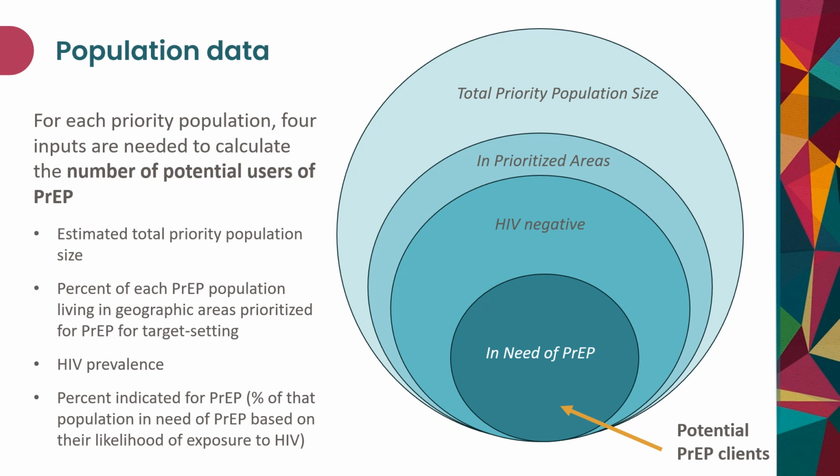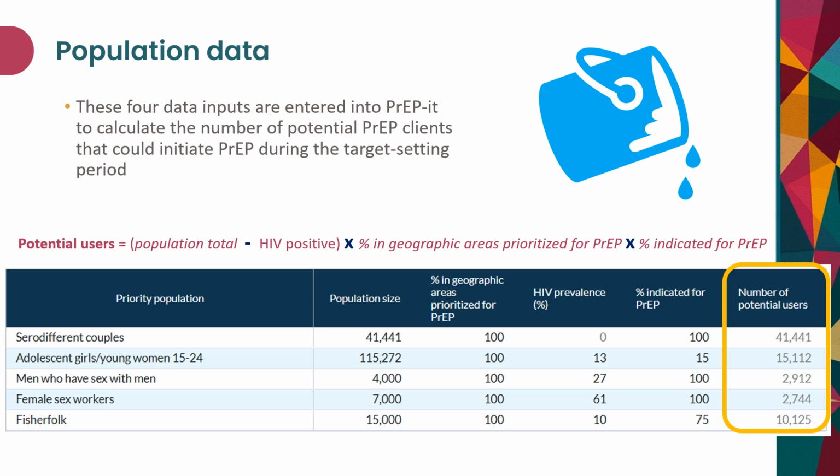Next is the HIV prevalence of each population, as PrEP is only for those that are HIV negative. Finally, you need the percent indicated for PrEP, or the percent of the population in need of PrEP based on their likelihood of exposure to HIV. We will discuss this more in subsequent slides. These 4 data points are entered into PrepIt, and the number of potential users are calculated for each priority population.